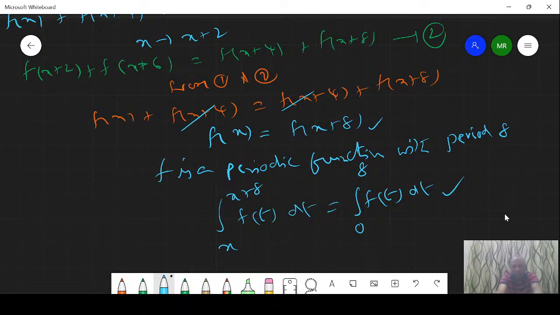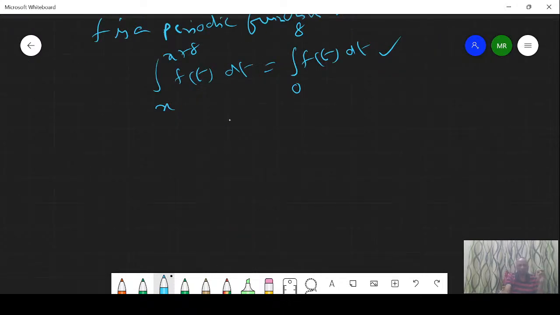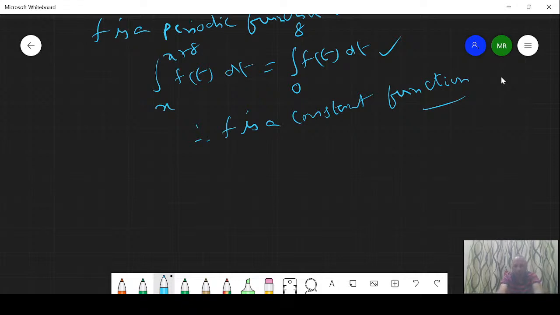This is the concept of this. Correct, I can write here f is a constant function. Therefore f is a constant function. Correct? F is a constant. So I have proved this one.